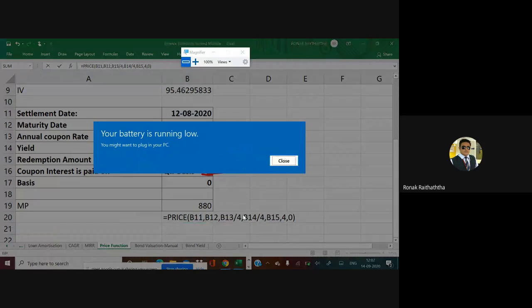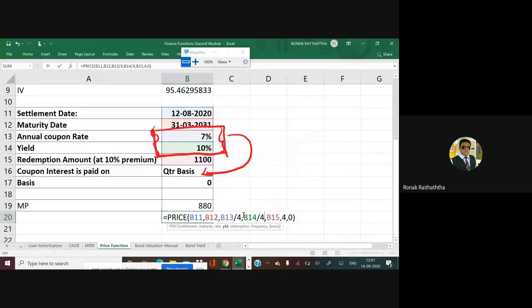My battery is low. It will disconnect. Just a second. Now check it out. What is the value you are getting there?